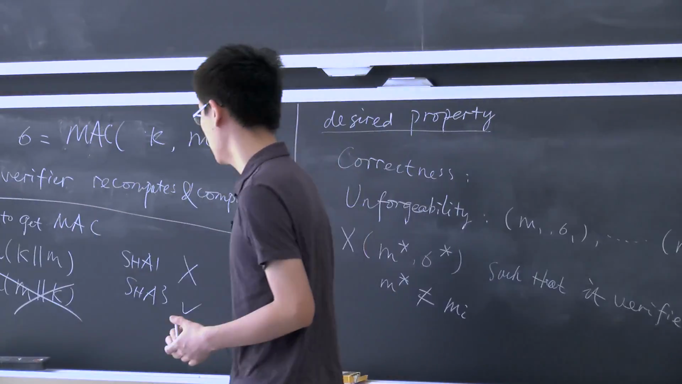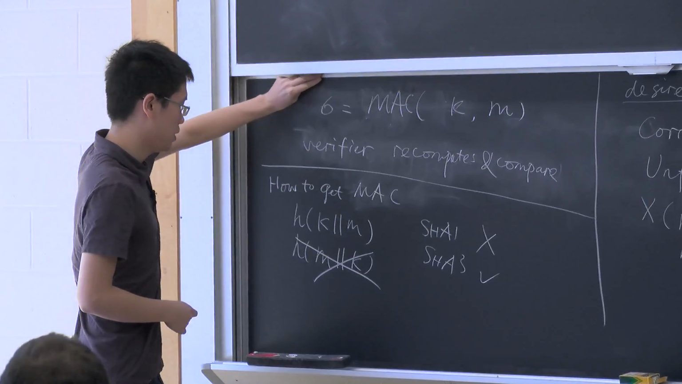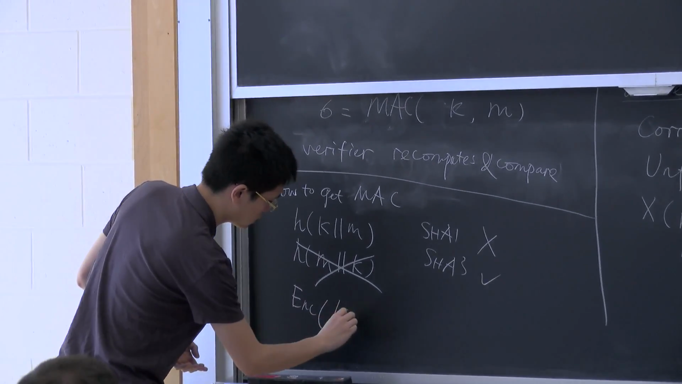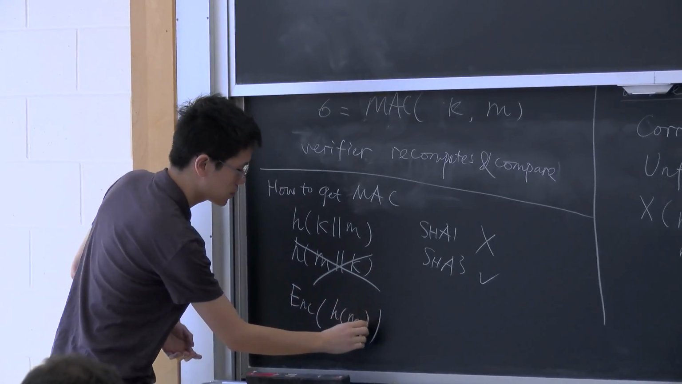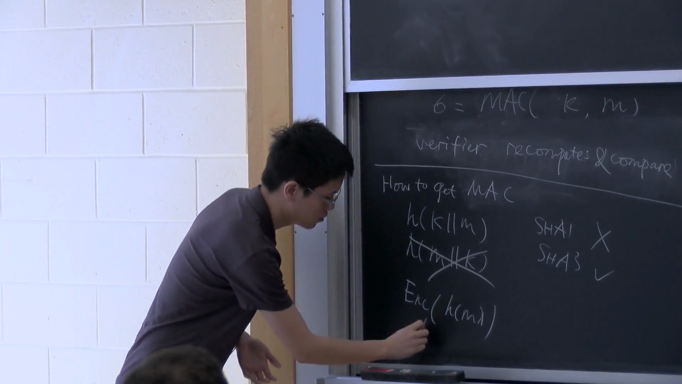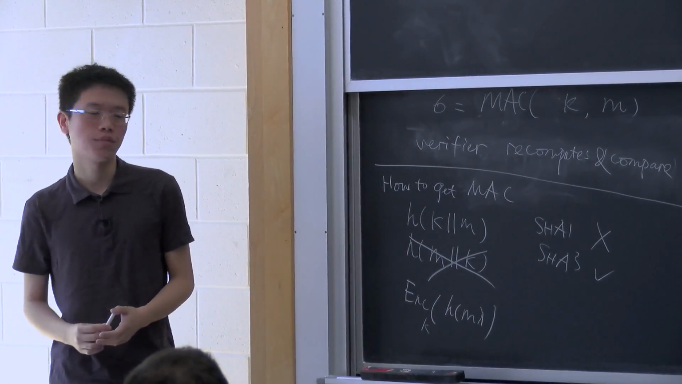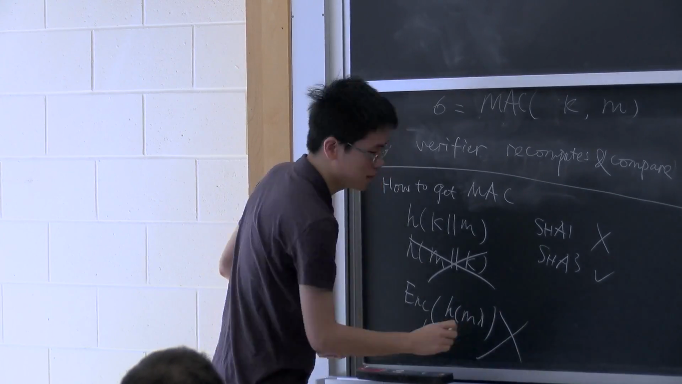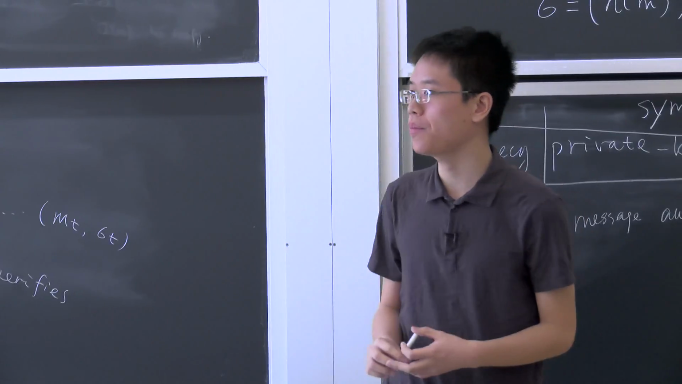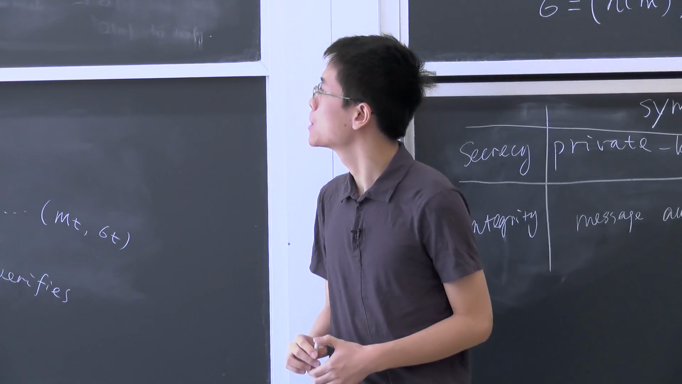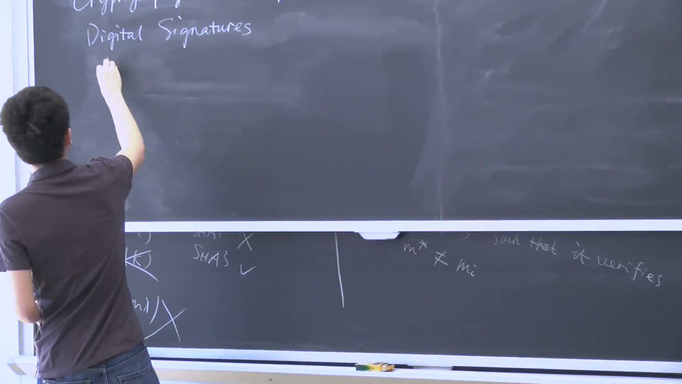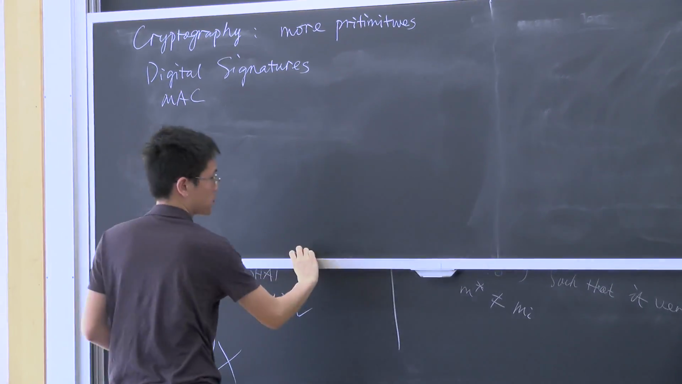Oh, by the way, there's another reasonable thought. That is, how about we encrypt the hash? Everyone can compute the hash, but they don't know how to encrypt, if I use, say, secret key encryption. Oh, this turns out to be wrong as well. Okay, that's digital signature and MAC.